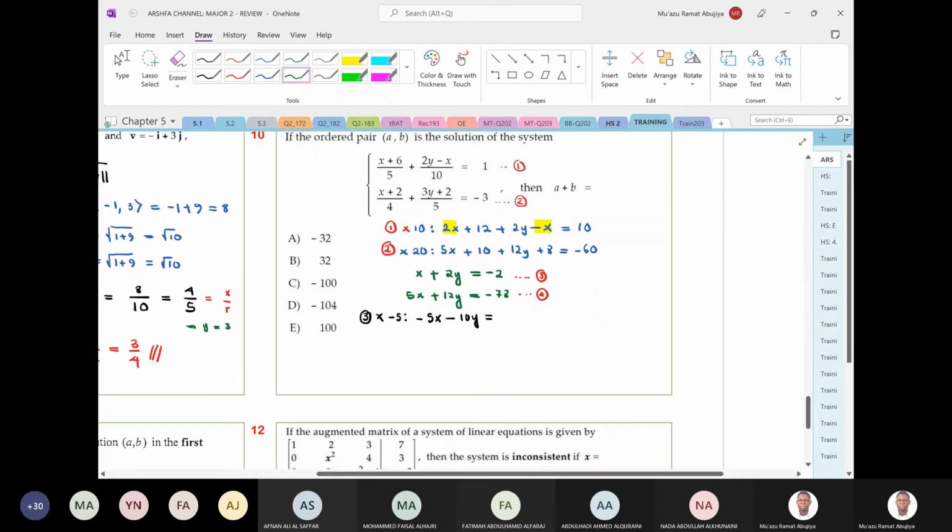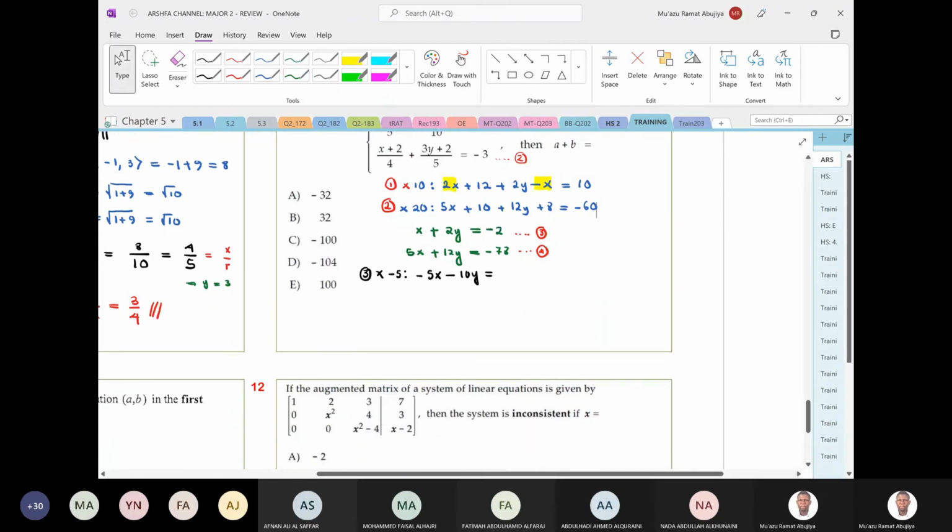Okay, now we continue. So here I multiply by minus 5. So we have minus 5 minus 10, and then multiply this one by minus 5, and this is going to be back to 10. Good news. Now, equation number 4, we are going to multiply only by 1. That means no change in number 4. So here we have 5x plus 12y equal to minus 78.